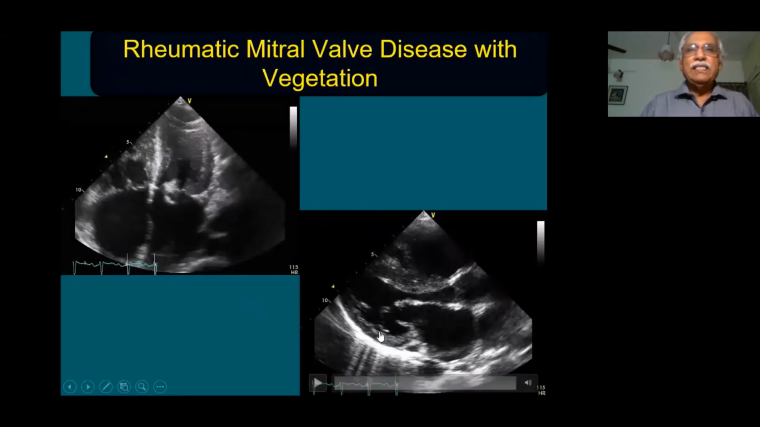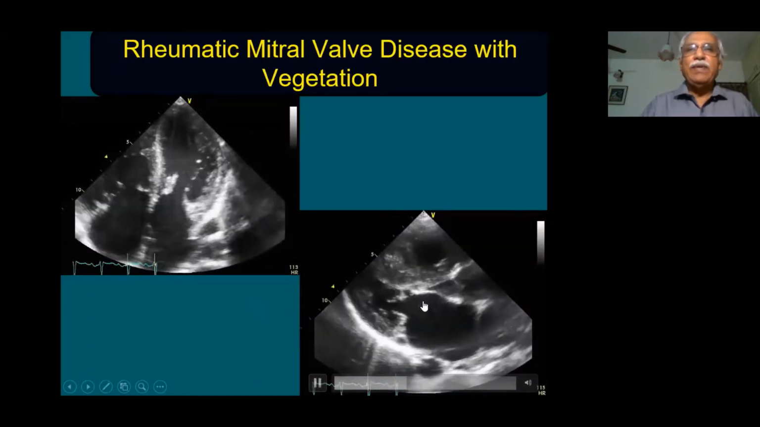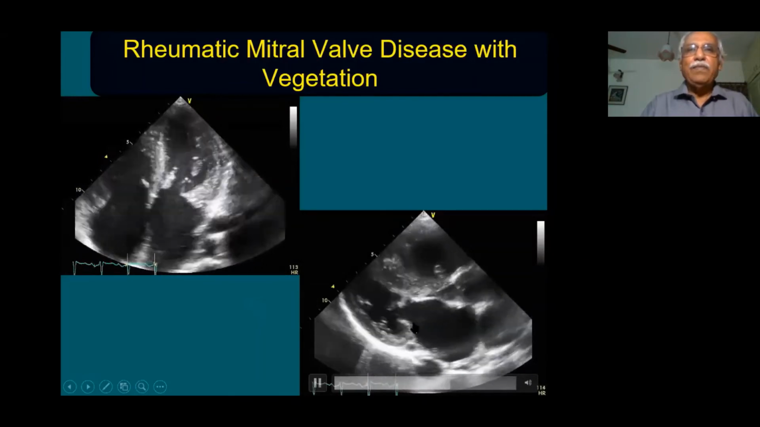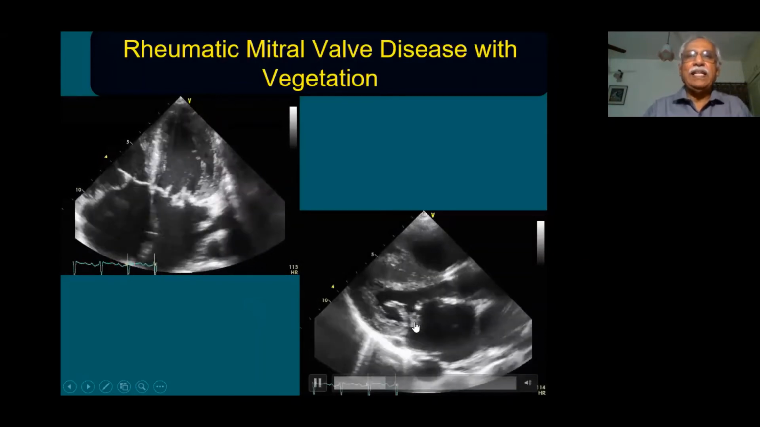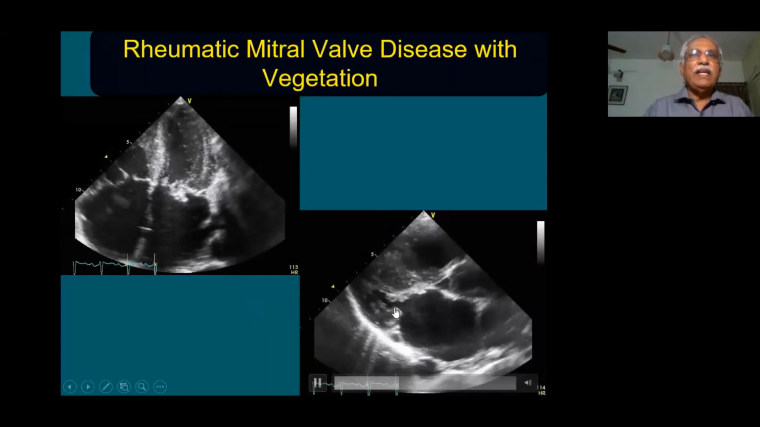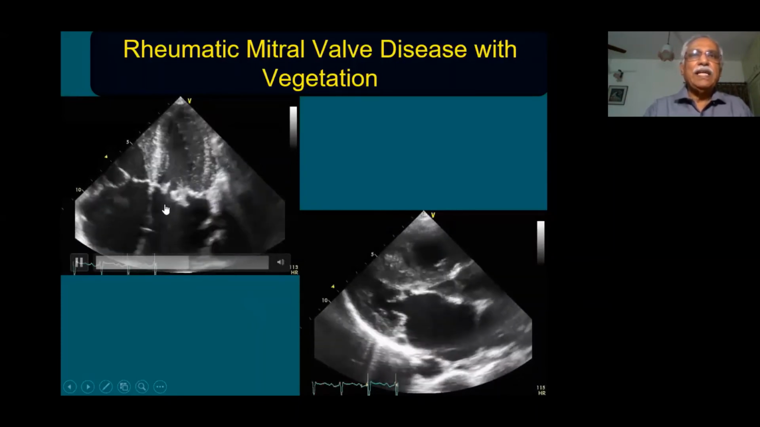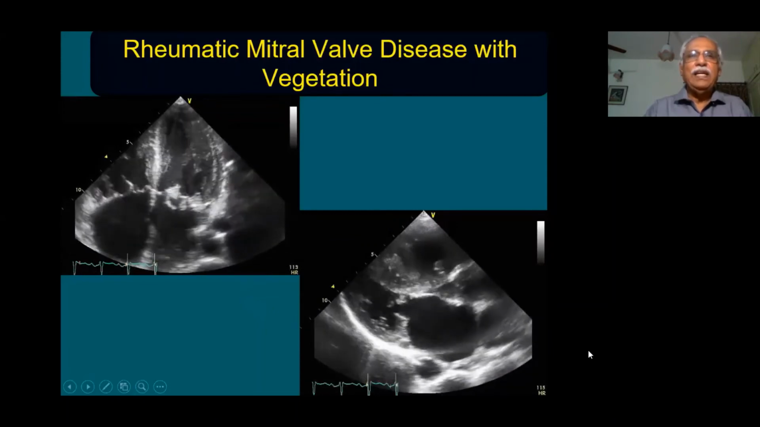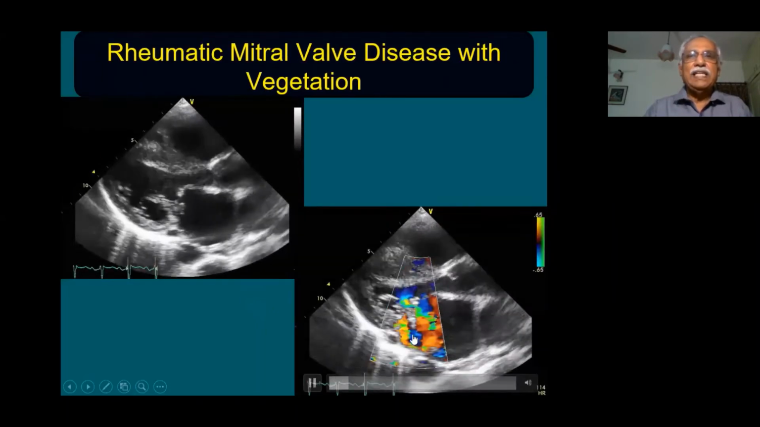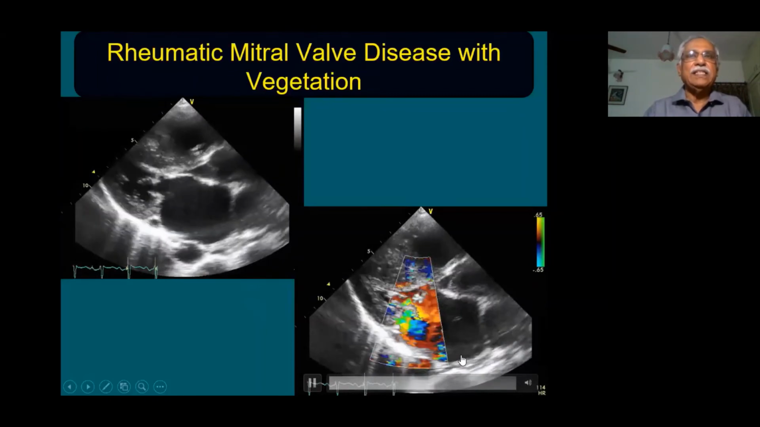The basic disease is obvious. This patient has rheumatic mitral valve disease, and there is a large mobile mass over the anterior mitral leaflet due to infective endocarditis. You can clearly see there is a mobile mass with ruptured chordae tendineae to the anterior mitral leaflet, and there is significant mitral regurgitation in this patient, severe mitral regurgitation.